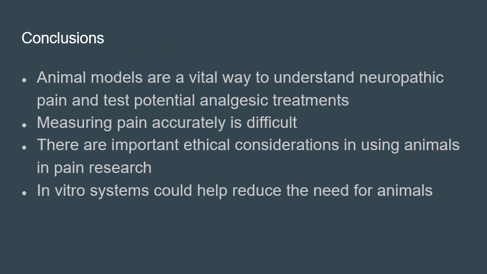Animal models are an extremely important tool in developing our understanding of neuropathic pain and testing out potential treatments. Despite their importance, it has proven difficult to accurately determine what pain an animal is experiencing, as there is no direct way to measure pain. The ethics of inducing pain and disease in animals must be strongly considered as well, as animal suffering is essentially unavoidable in neuropathic pain models. In vitro systems could help reduce the need for animal research. However, there is currently no viable way to entirely replace animal models.